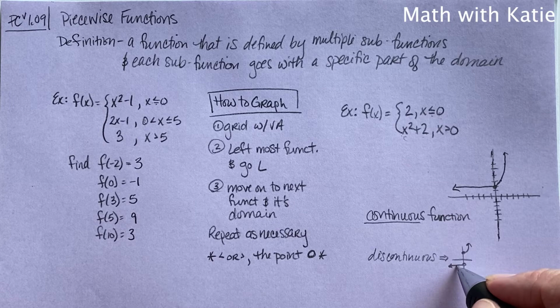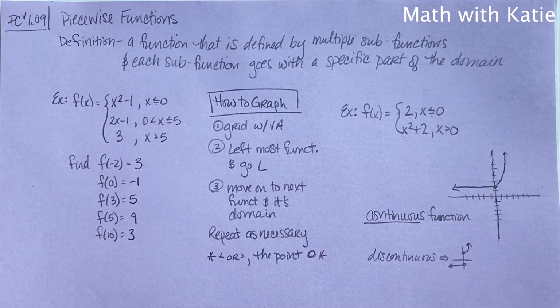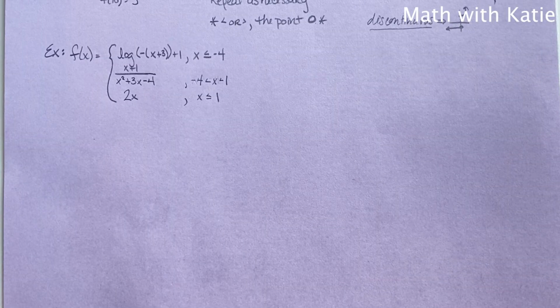So here, going across the domain, we were going along this function, and then we had to take our pencil off and put it back here to finish off the function. This is an example of discontinuous. Okay, so here's our next piecewise function example.